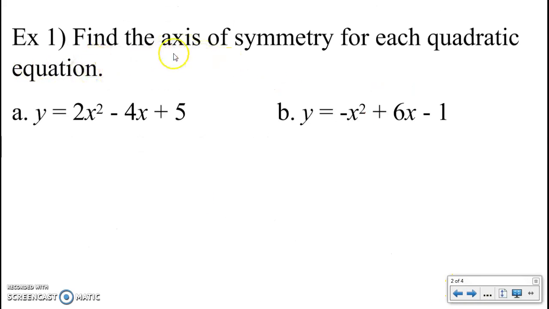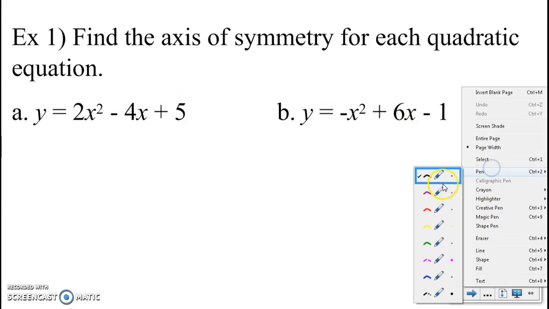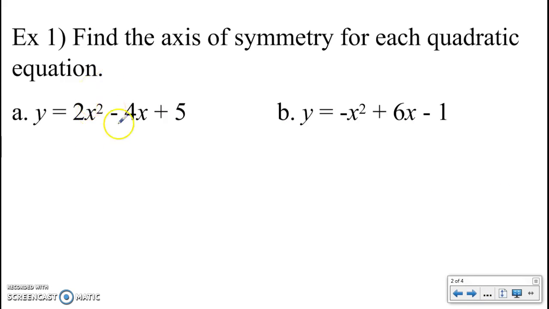For this problem, we're just going to find the axis of symmetry. So we're just going to do that first step. When you're doing this, I always like to label my a, b, and c. Make sure you include the sign. So a is 2, b is -4, c is 5. So the opposite of b over 2a.